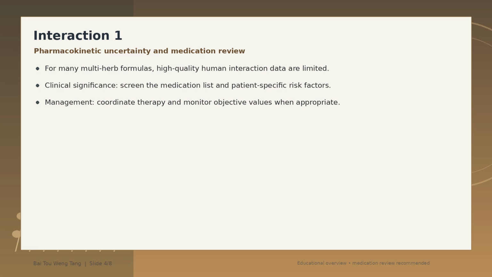The correct response to uncertainty is not to assume zero interaction. It is to review the complete medication list, use reputable products, avoid unnecessary polypharmacy, and monitor clinical endpoints that matter. In practice, ask what prescription drugs, over-the-counter products, supplements, alcohol, caffeine, and other herbal formulas the person uses. A multi-herb product can create several overlapping mechanisms at once, so medication reconciliation is a core safety step.